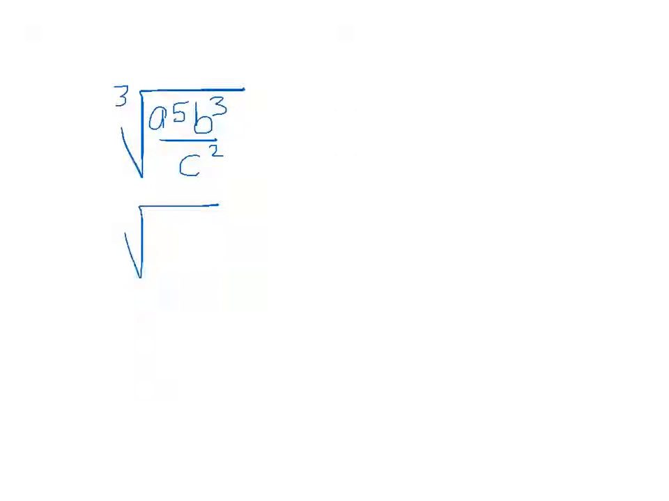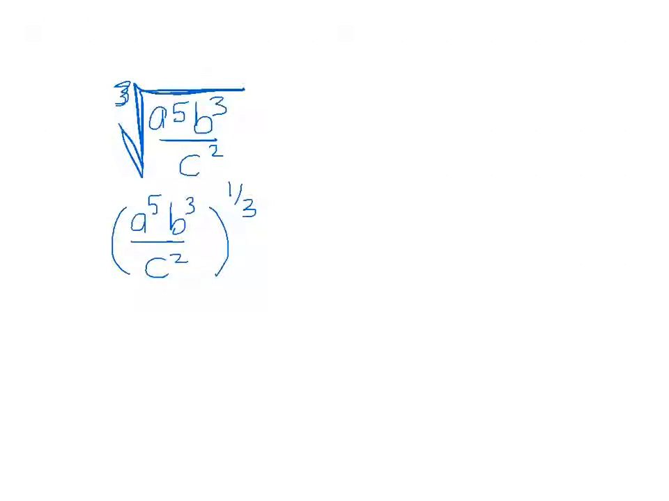Whoops, I erased the wrong one, so let me try this. But I think we can go ahead. Sorry. I'm going to write this instead of the radical. I still have a to the 5th b cubed over c squared, but instead of this radical 3, I'm going to write a 1/3 exponent.